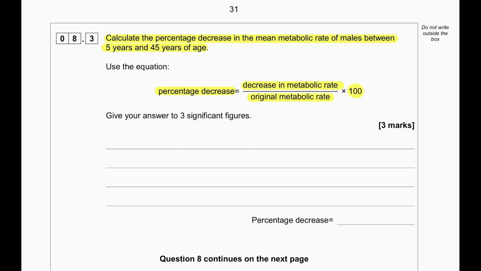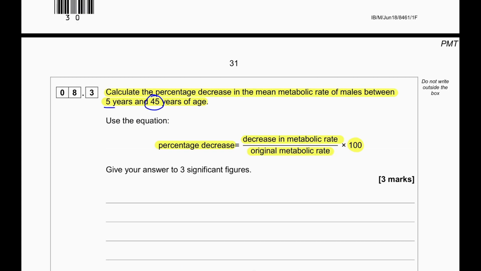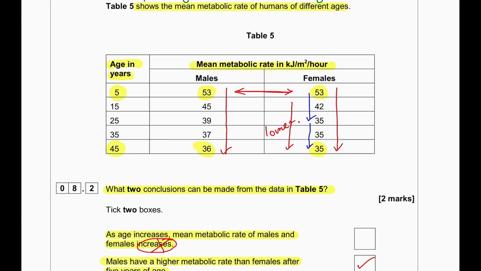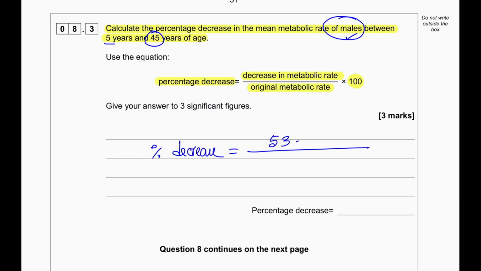So if we look from 5 years to 45 years of age, and the rate we are trying to find is for the males. First of all, at age 5 it is 53 and at age 45 it is 36. So 53 minus 36 will give us the decrease in metabolic rate, and then we divide by the original metabolic rate, which is 53, times 100, and this will give us 32.0754. Since we have to answer to 3 significant figures, this answer will be equivalent to 32.1.